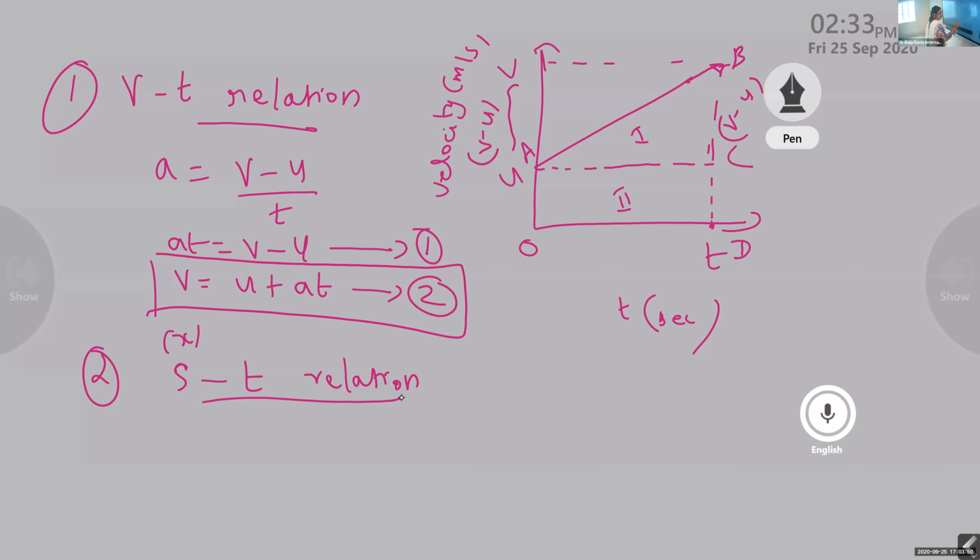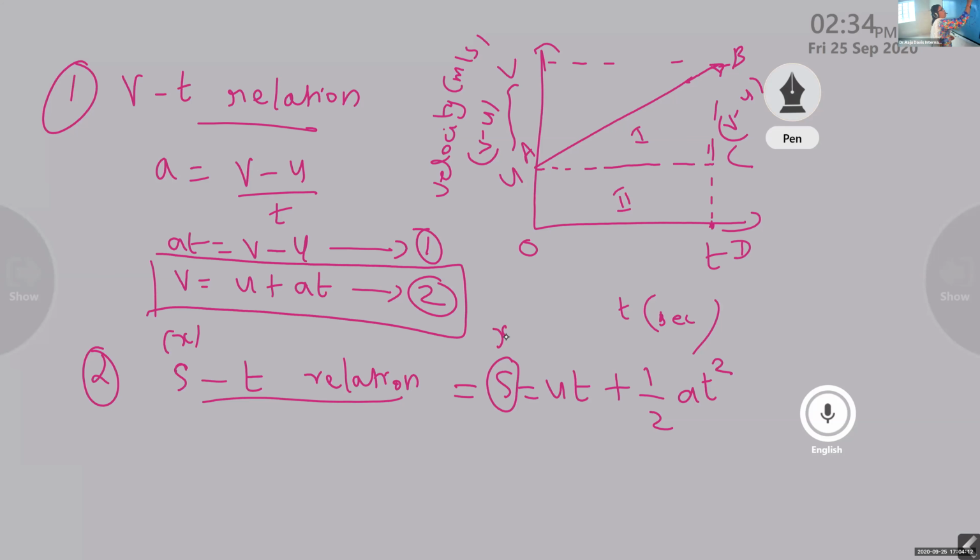Okay. So next is the displacement time relation. This is the equation we have proved: S is equal to ut plus half at square. This is the displacement time relation. Let us see how you get this equation. Where S stands for S or X. This stands for displacement. And we have learned that the area under the velocity time graph gives you displacement.